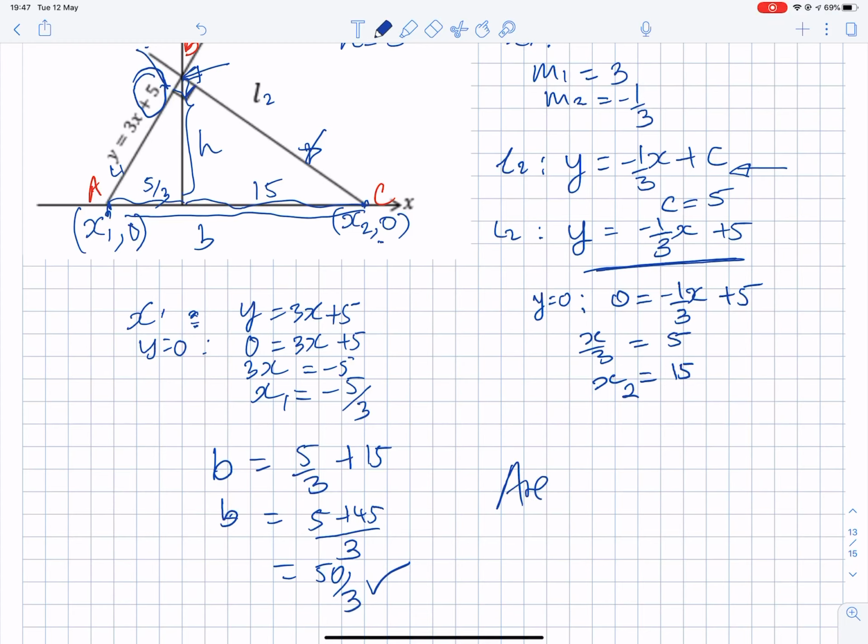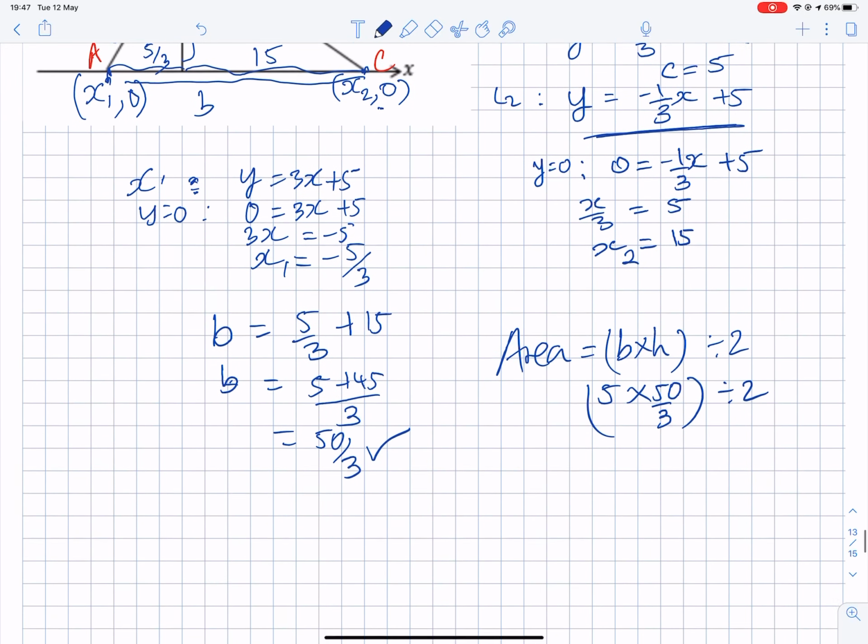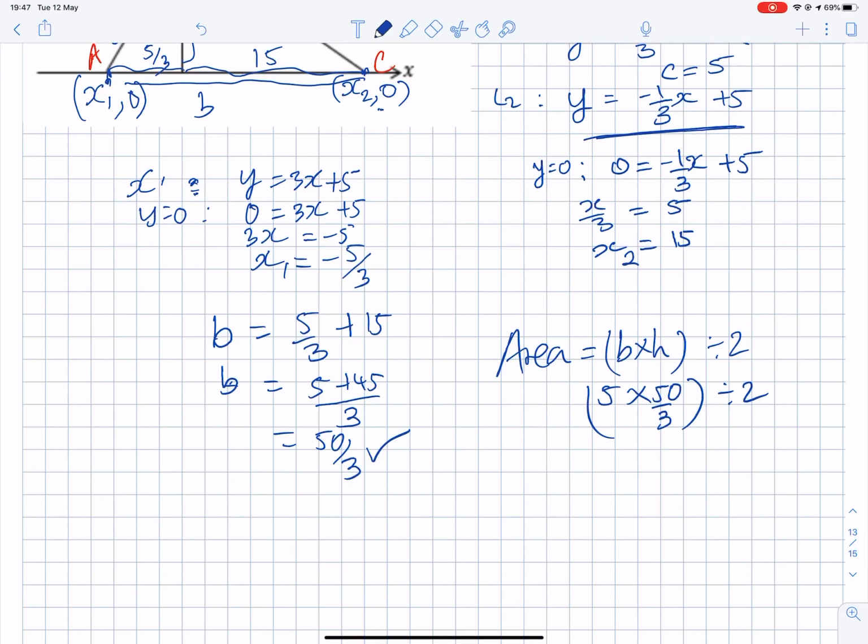Now area is equal to base times height, everything divided by 2. So my height is 5 times base, which is 50 over 3, everything divided by 2. Right then, so 5 times 50 is 250 over 3. That divided by 2: 250 over 6.